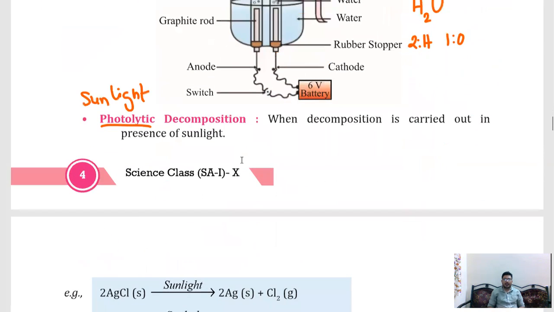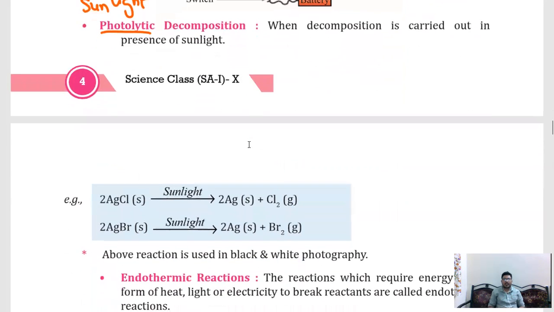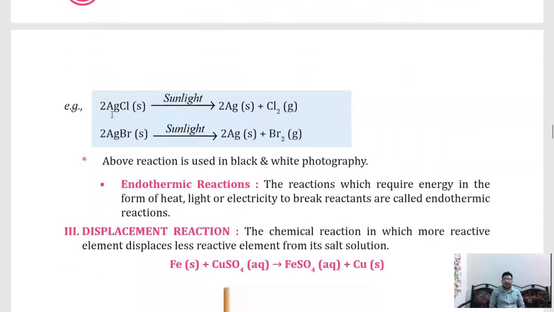Next, what is photolytic decomposition? You have to split the reactant into products by using one force. That force is sunlight. When decomposition is carried out in presence of sunlight, it is known as photolytic decomposition. You can see this AgCl, silver chloride, AgBr, silver bromide. If you keep that silver chloride powder outside in presence of sunlight, automatically that silver chloride will be splitting into silver and chlorine. Same, silver bromide, silver and bromine.